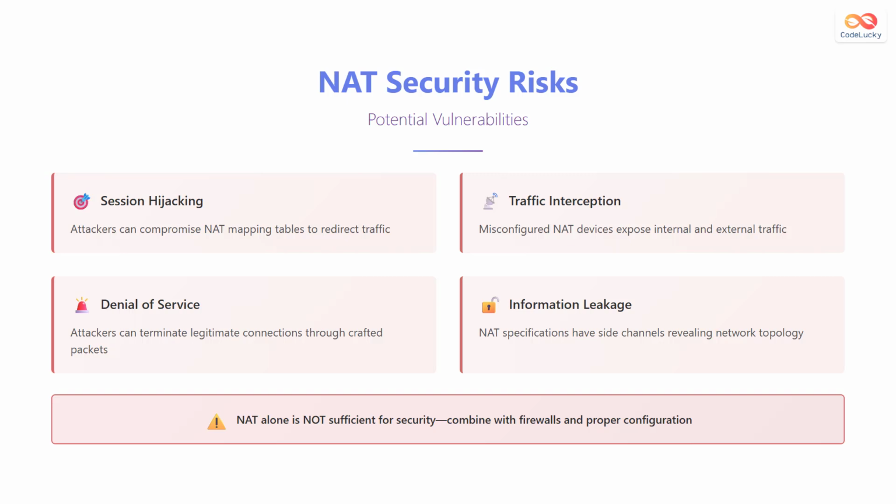Third is denial of service. Attackers can craft special packets that terminate legitimate connections, disrupting your network. Fourth is information leakage. The NAT specification itself has side channels that can reveal information about your network topology to sophisticated attackers. This is why NAT alone is not sufficient for security. It must be combined with firewalls, intrusion detection systems, and proper configuration to provide comprehensive protection.